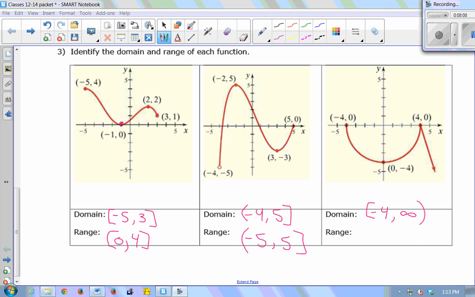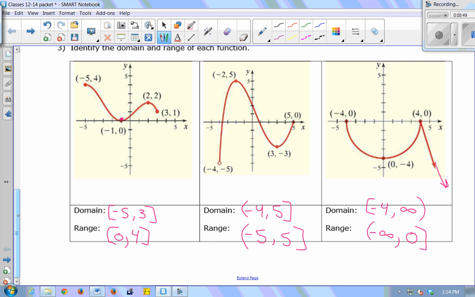And then my range, what's the smallest y value? Ooh, be careful. Negative infinity. This keeps going down forever. So there are y values smaller than the negative 4. So it's a little tricky. So my smallest y value, I'm going to put as negative infinity. And then what's my biggest y value? 0. Happens twice. And should I include it? Yes, because it's closed dots there. Good. So that's how you find domain and range for a graph.